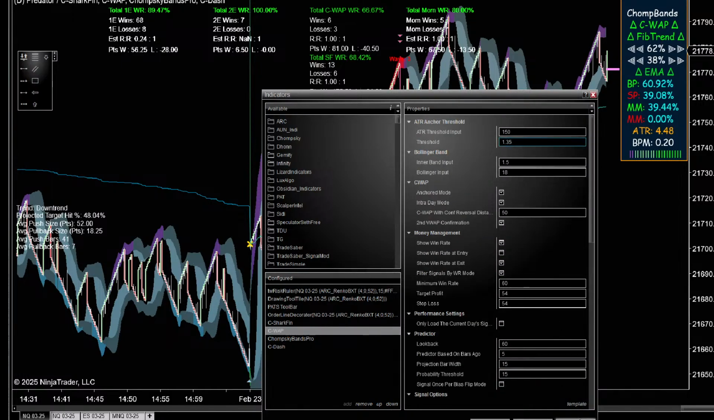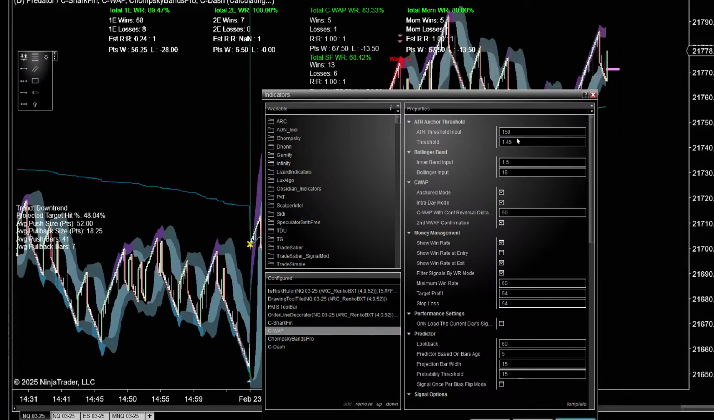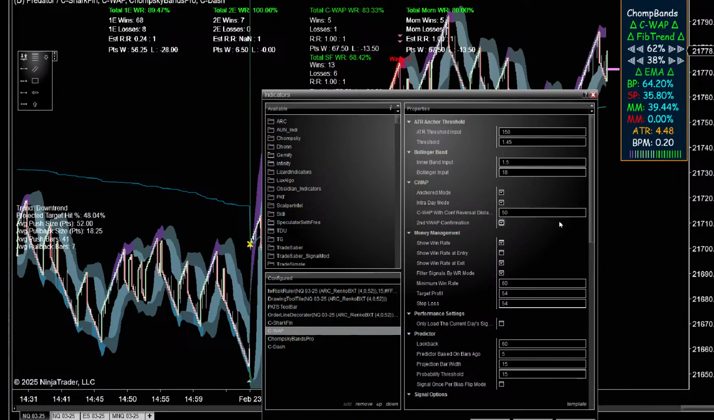See if we can get some better settings on the threshold. Man, these are just such low trades. I don't like that. That bothers me that it's so low.